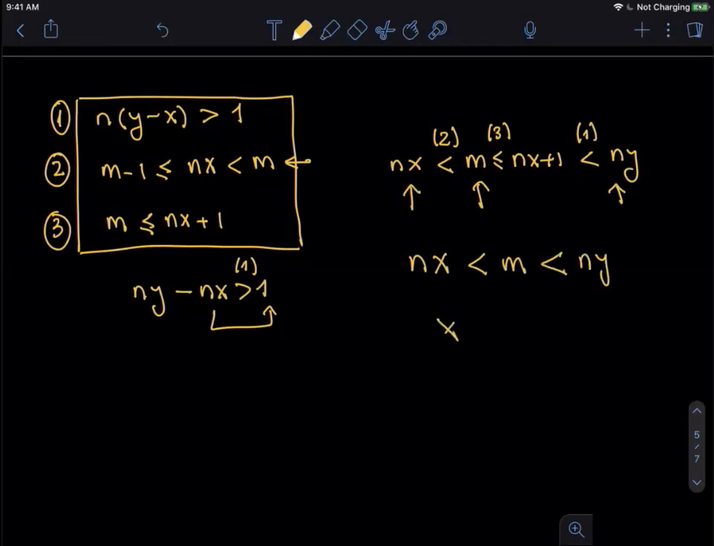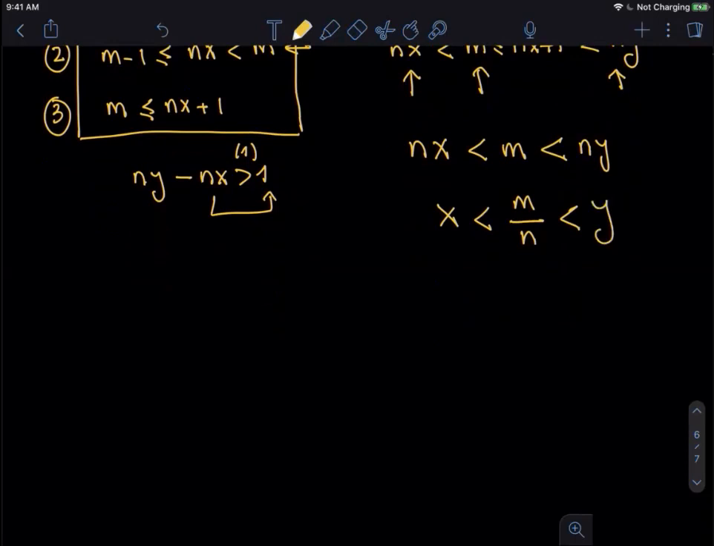And finally, if we divide by n, which was assumed positive, we get x less than m over n, which is less than y. We have our rational number p. So that's how you show it. Notice that this was a constructive proof because we started from the hypothesis we had and we constructed the rational number p.